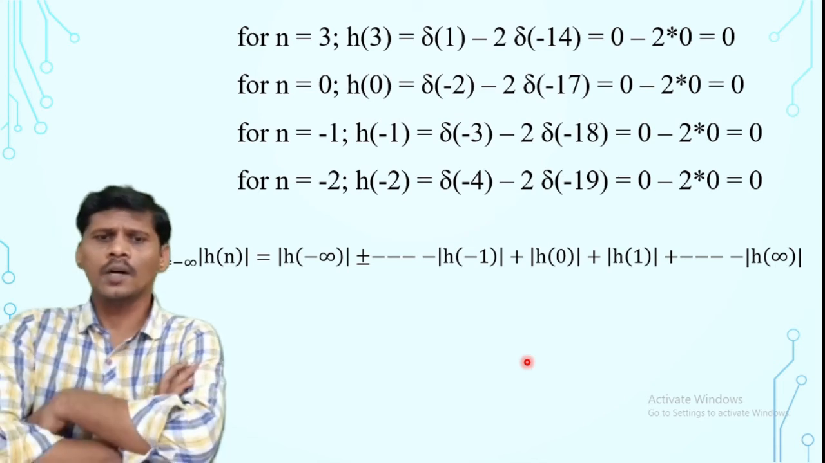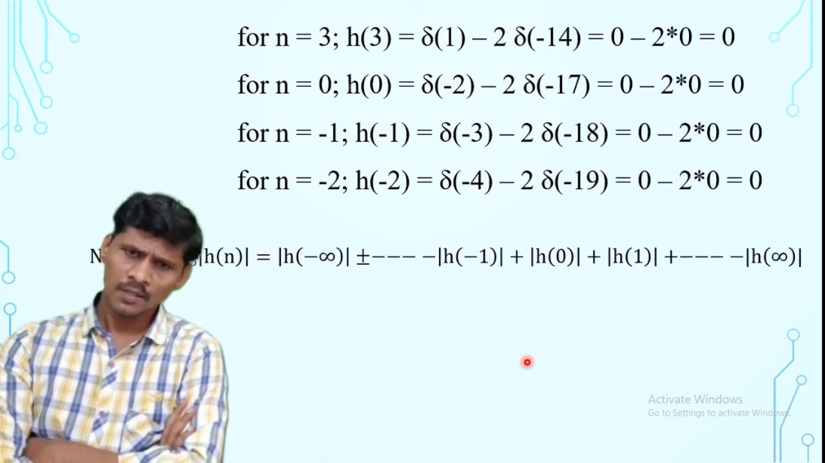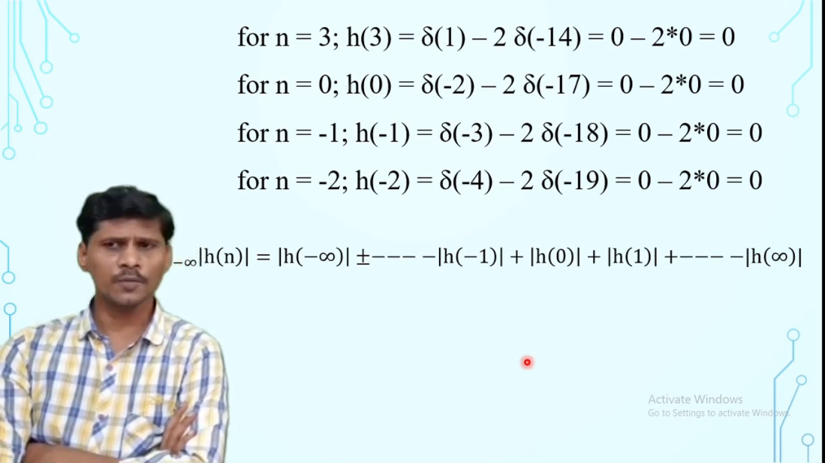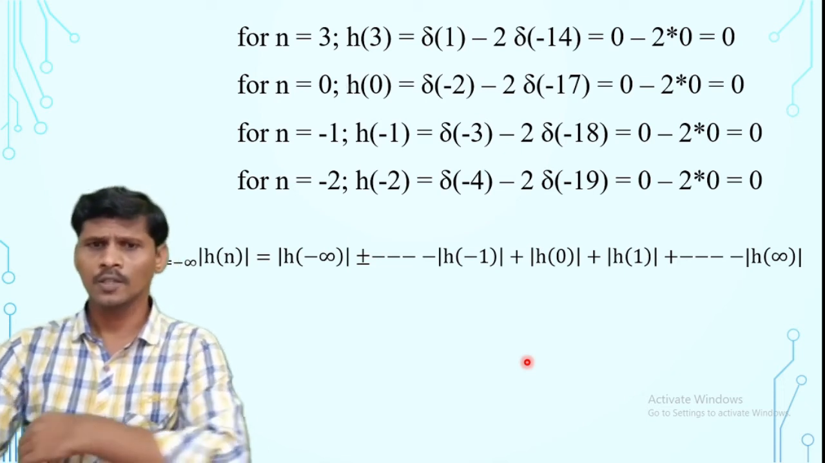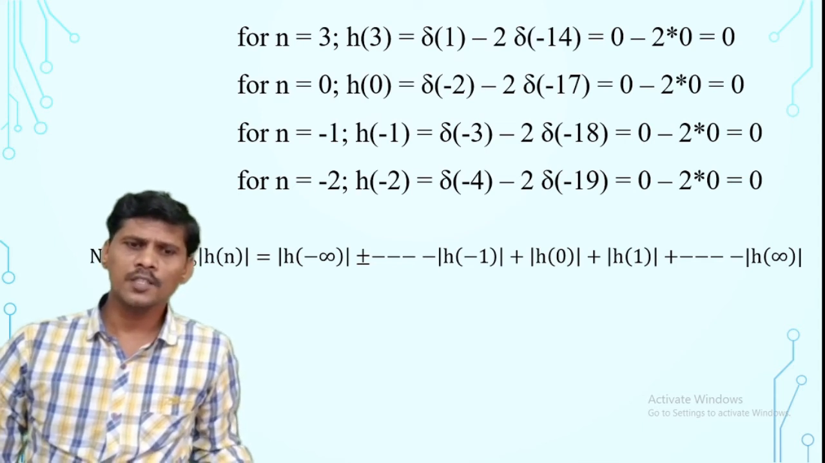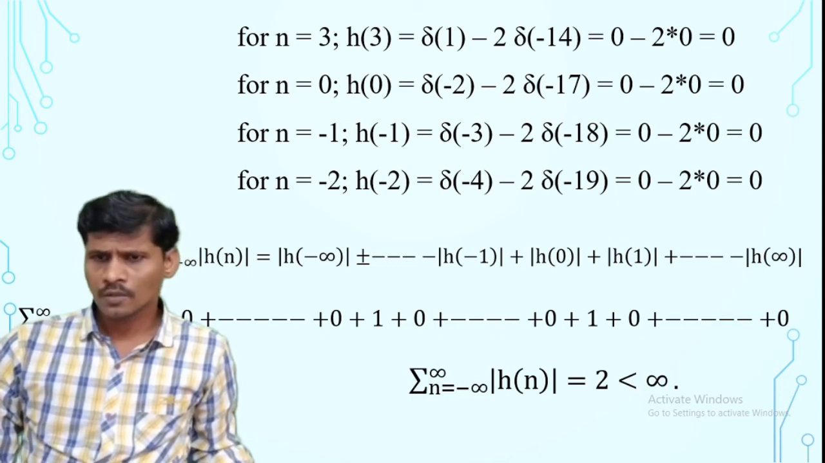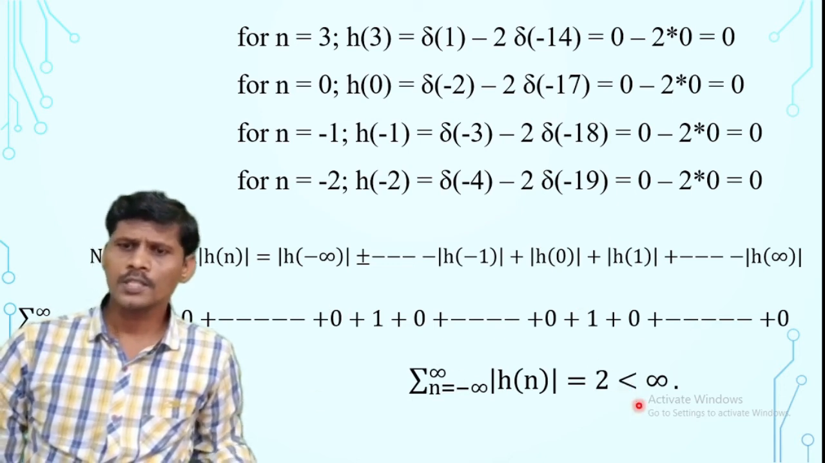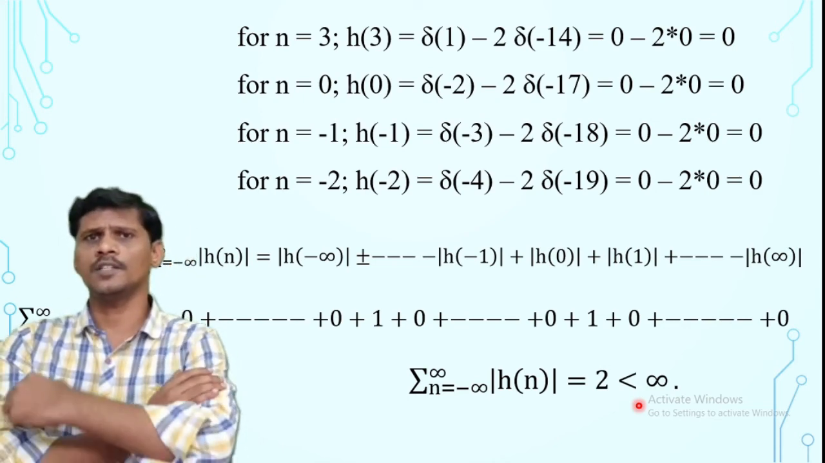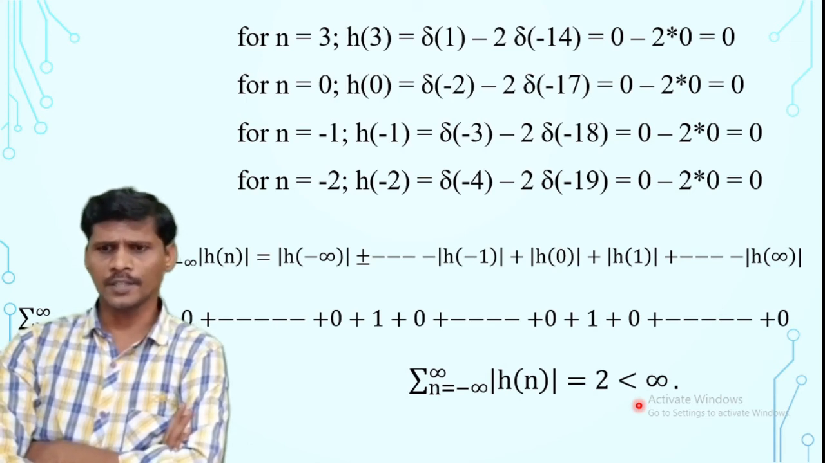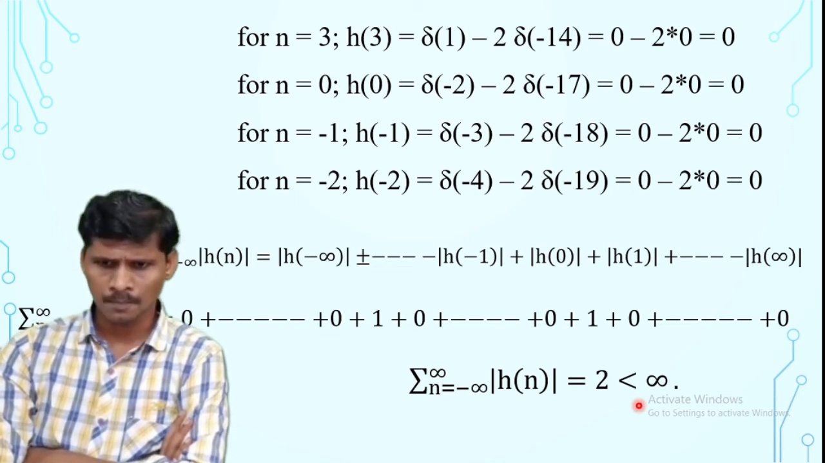So therefore, sigma n equal to minus infinity to infinity magnitude of h of n. Expand that equation, h of minus infinity to plus infinity. Substitute all the h values here. We get sigma n equal to minus infinity to plus infinity magnitude of h of n is 2. So 2 is less than infinity. So sigma n equal to minus infinity to infinity is equal to 2, which is less than infinity, which is a finite value. Hence the given system is a stable system.